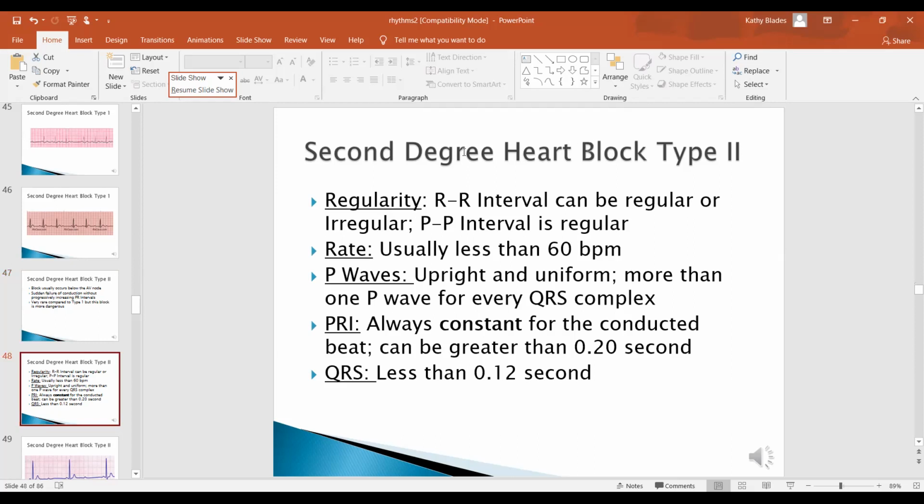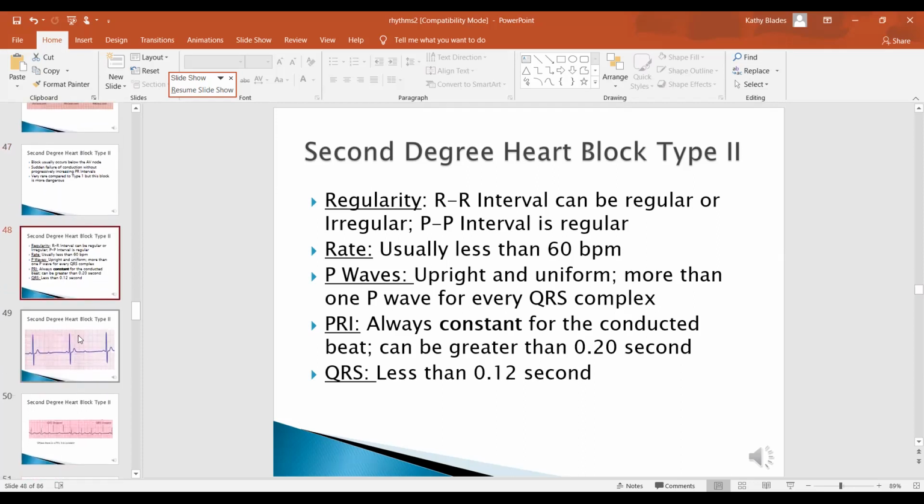So when you do the 5 steps to look at that strip, the R to R interval can be regular or irregular. The P to P interval is regular. Okay. So the rate's usually less than 60. The P waves are upright and uniform, more than one P wave for every QRS, and the PRI is always constant for the conducted beat, and can be greater than 0.20. So it can be bigger, right? And then the QRS is less than 0.12. So the QRS is not affected in these.